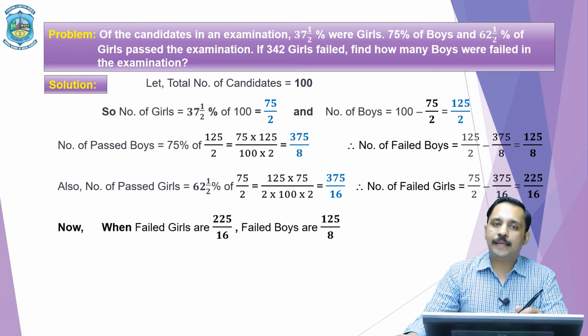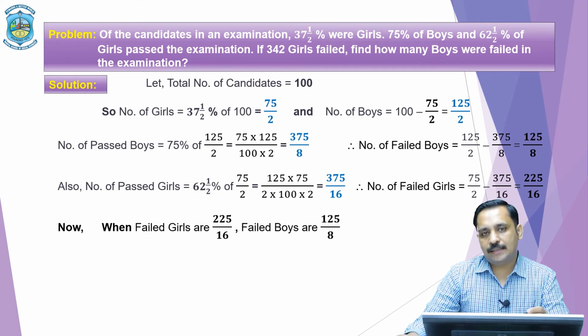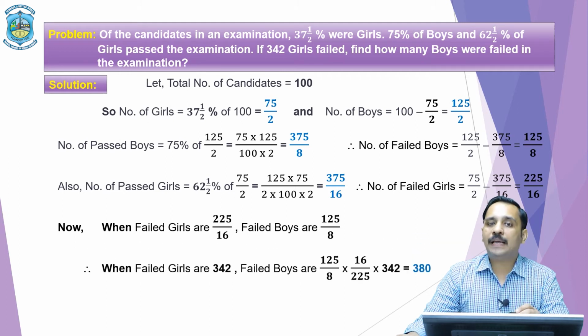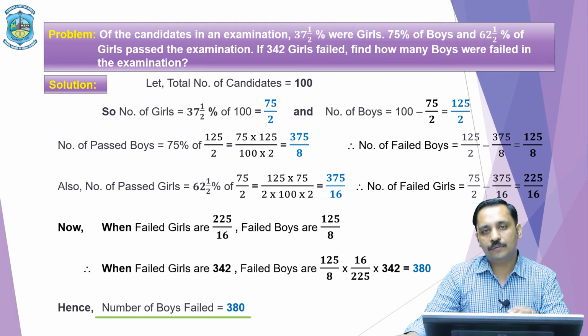Now, when the failed girls are 225 by 16, the failed boys are 125 by 8. Therefore, when the failed girls are 342, which is given in the question, the failed boys are 125 upon 8 multiplied by 16 upon 225 multiplied by 342, which is equal to 380. Hence, the number of failed boys is equal to 380.